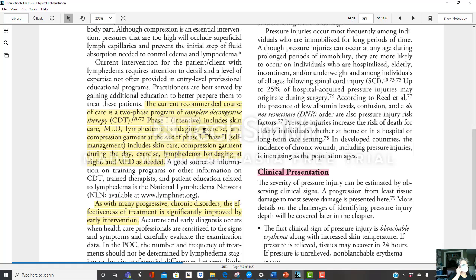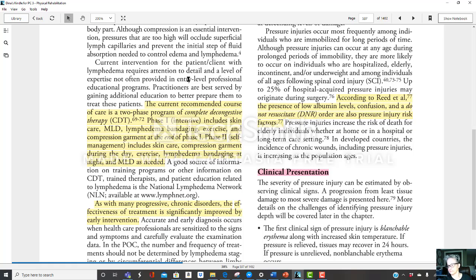Up to 25% of hospital-acquired pressure injuries may originate during surgery. According to Reed et al., the presence of low albumin levels, confusion, and a do not resuscitate (DNR) order are also pressure injury risk factors. Pressure injuries increase the risk of death for elderly individuals whether at home or in a hospital or long-term care setting. In developed countries, the incidence of chronic wounds, including pressure injuries, is increasing as the population ages.